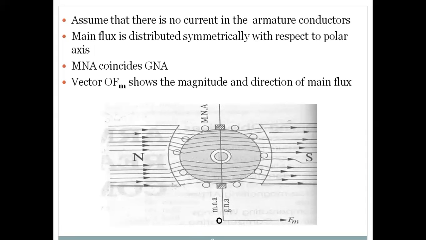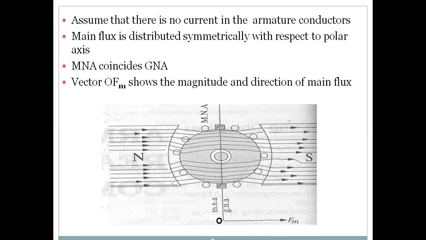There is a vector. This is origin O and this is a field F. Because of the main field flux, it is subscripted by M. It shows the magnitude and direction of the main flux. You can see this is the direction of main flux, meaning north pole to south pole the magnetic flux lines are moving. That is indicated by this arrow. And this magnitude is given by Fm, the magnitude of flux flowing from north pole to south pole.